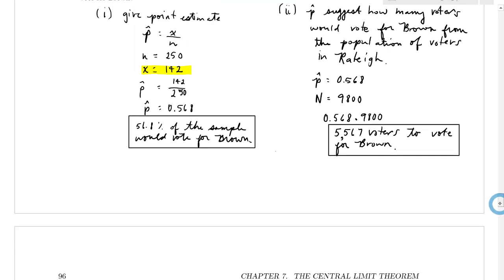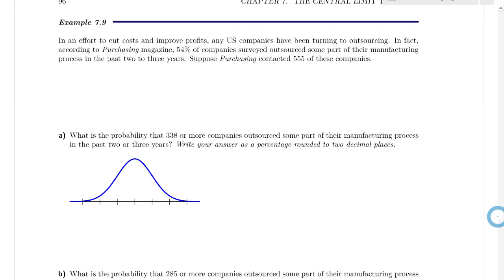So that wasn't too bad. Okay, now let's just say we have a company who wants to cut costs and improve profits. According to Purchasing Magazine, 54% of companies surveyed outsourced some part of their manufacturing process in the past 2 to 3 years. Suppose Purchasing contacted 555 of these companies. So the first thing we need to decide is, do we have a mean or proportion?